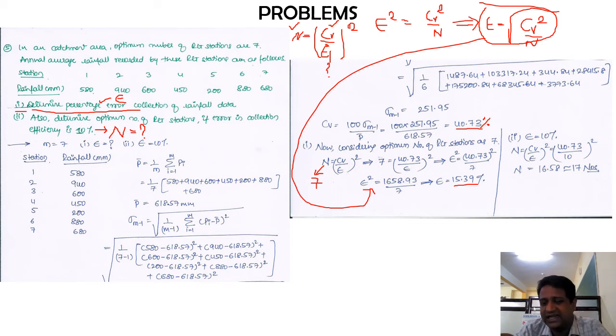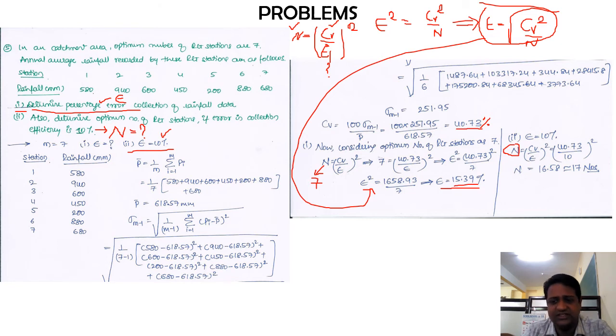Okay, so for the first part of it, your epsilon value is going to be 15.39 percent. Now for the second part, where you are limiting the percentage error to 10%, at that point you need to determine the value of n. For that, your formula will be similar to the previous four problems we have solved. There is no difference in that.